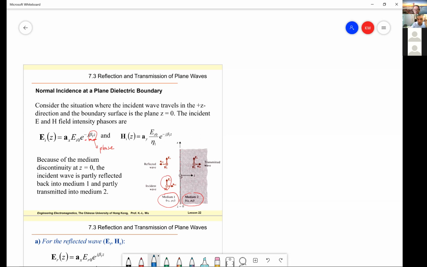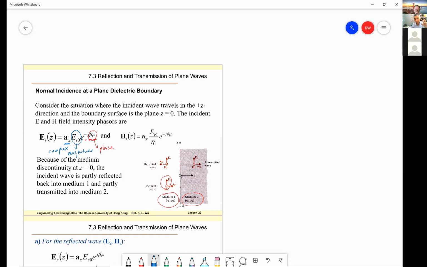Then mathematically I use a unit vector to describe the field polarized in x direction. This is an arbitrary magnitude, but this magnitude can be, in general, complex. Okay, this could be complex. This is how we describe the electric field first.